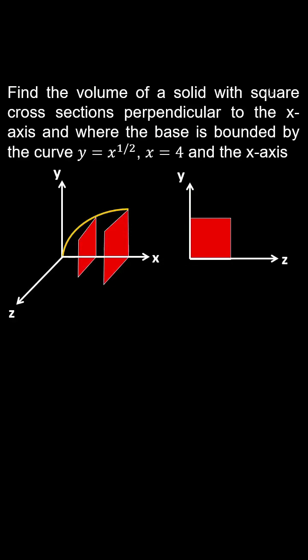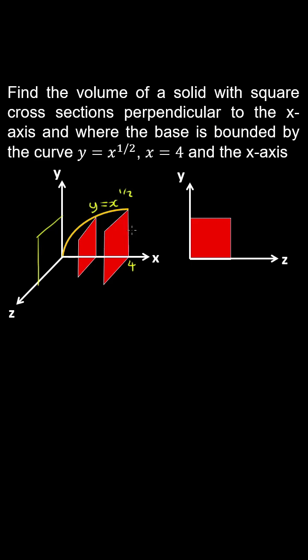Let's find the volume of a solid with square cross sections that are perpendicular to the x-axis. So effectively the square sections are parallel to the yz plane, as you can visualize in 3D and 2D. And the base is bounded by the curve y equals x to the 1/2, x equals 4, which is the vertical line, and the horizontal axis.